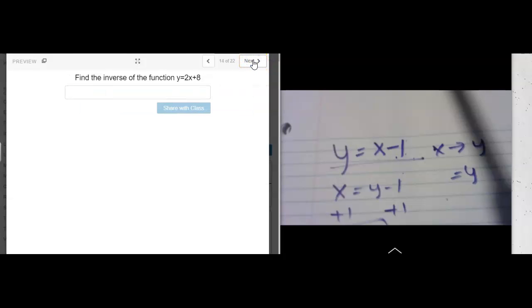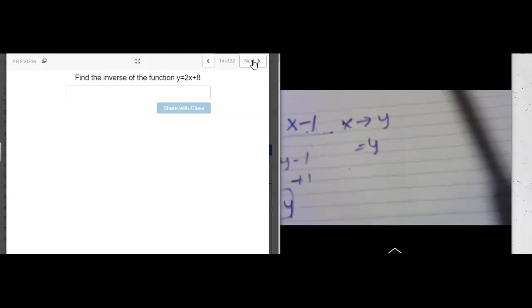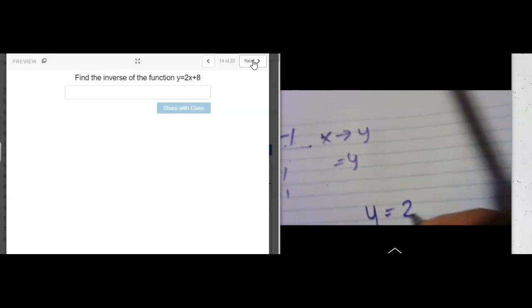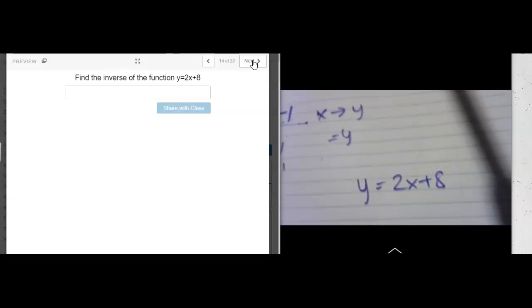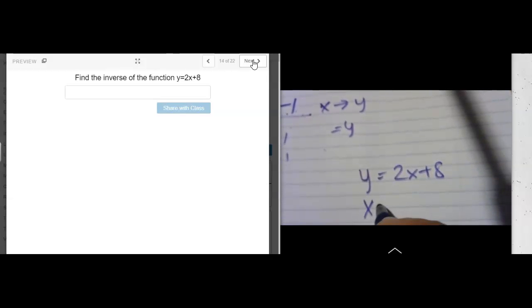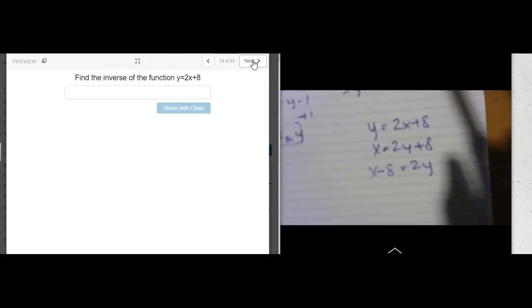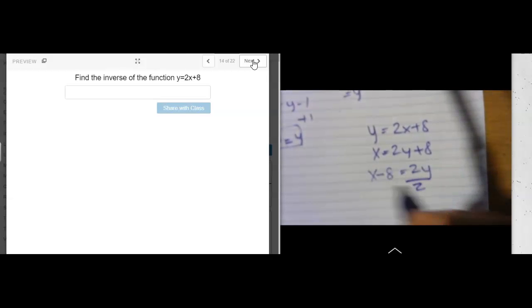Find the inverse of y equals 2x plus 8. Okay? So you have y equals 2x plus 8. That's the original function. We switch x and y. We solve for y. And we have to divide by 2. So you're going to get y is equal to x over 2 minus 4.